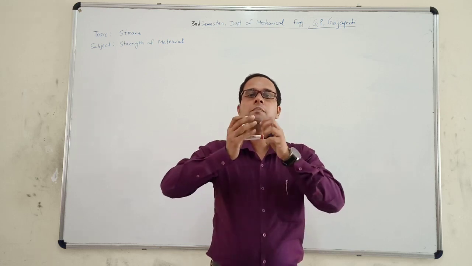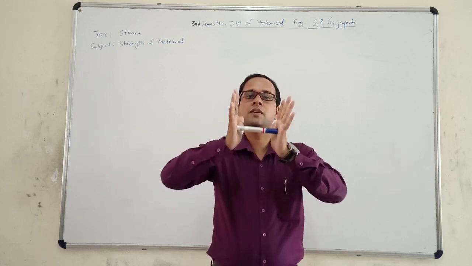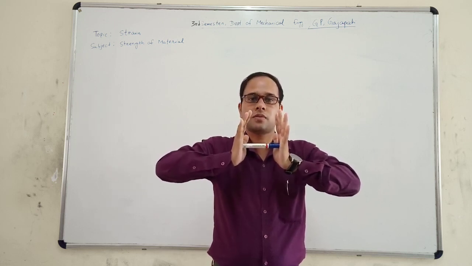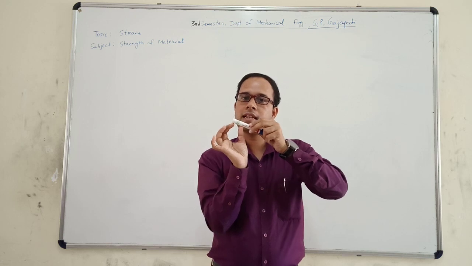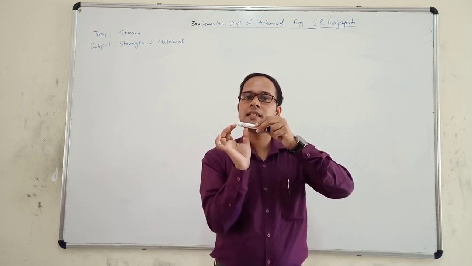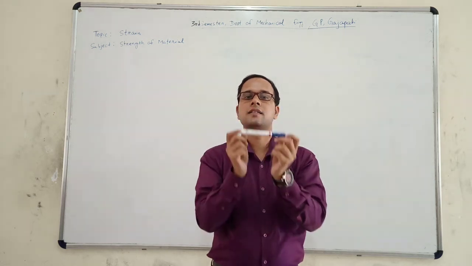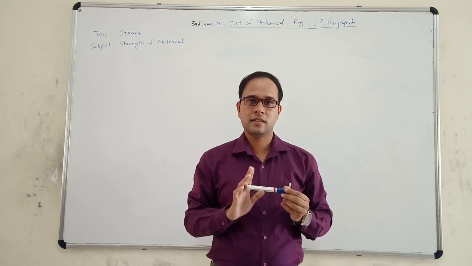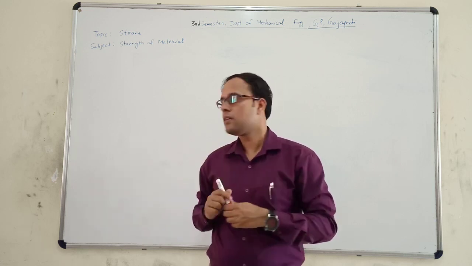Suppose I am applying a compressive force to this body, an equal and opposite push. Then there will be a decrease in length. This decrease in length per original length is nothing but compressive strain. Similarly, shear strain. Now, how will we calculate? Look at this.